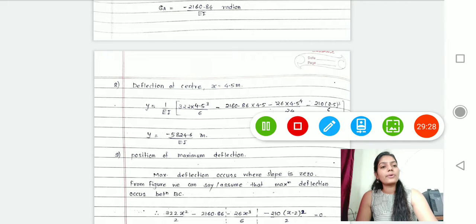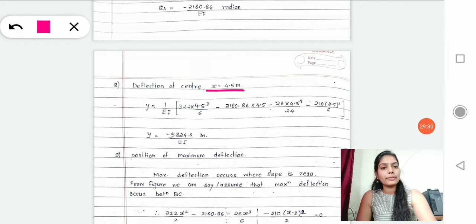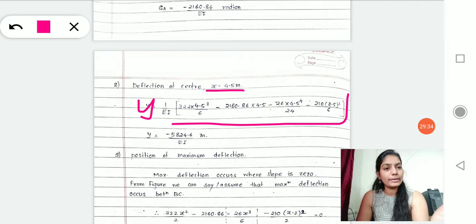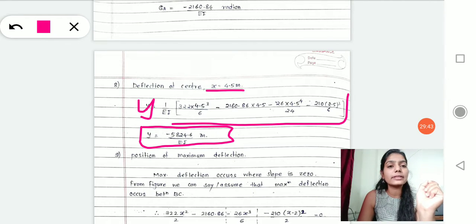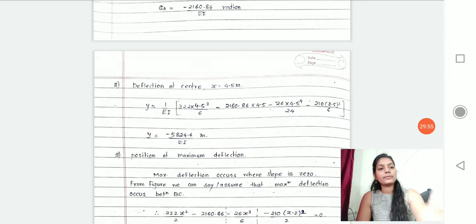Similarly, I have solved for x equals 4.5 meter distance. I have taken y. I have restricted the equation till the 4.5 meter distance, and I calculated y equals. Just take your calculator, put the values and solve it. You will get y equals negative. Now, why is this value negative? Because my deflection is in the downward direction. It is representing that my deflection is in the downward direction.